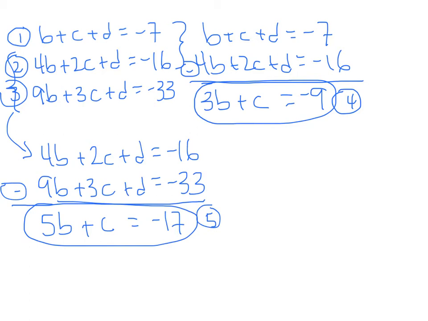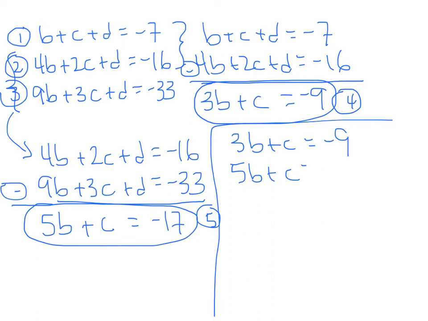So I'm now going to work with equations 4 and 5 because that's a system with two unknowns. So I'm going to line up equations 4 and 5. I will do that here. Sorry, this is getting messy. So we have 3b plus c equals negative 9. And the fifth equation was 5b plus c equals negative 17. And hopefully you're seeing that I'm now going to use elimination to eliminate the c's. I'm going to subtract up again.